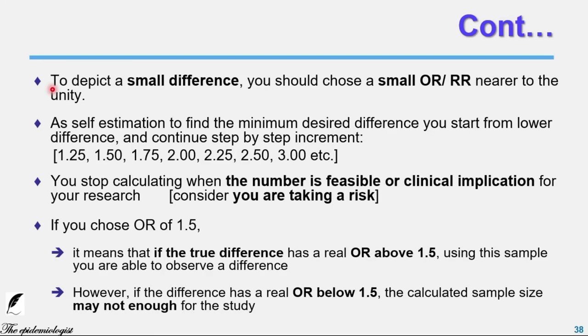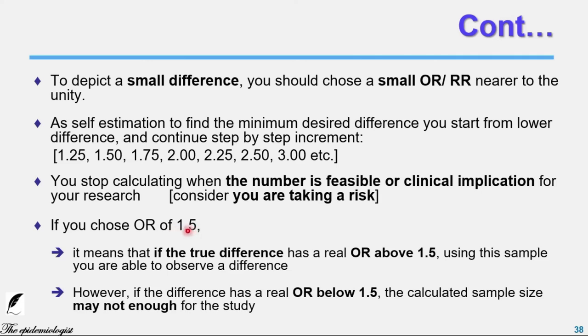It would help if you chose a small odds ratio or relative risk nearer to unity to depict a slight difference. As self-estimation to find the minimum desired difference, you start from a minute difference and continue with step-by-step increments. For example, you may begin with an odds ratio of 1.25, then 1.50, and continue to 1.75, 2.00, 2.25, 2.50, 3.00, etc. It would be best to stop calculating when the number is feasible for your research and consider taking a risk.